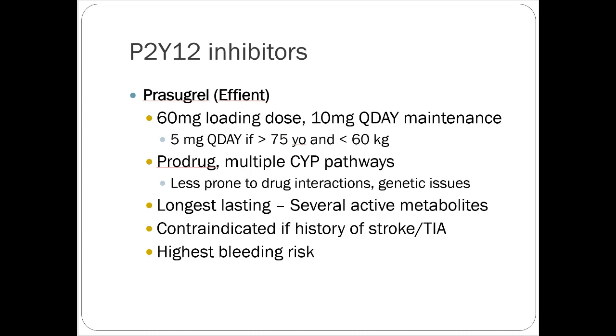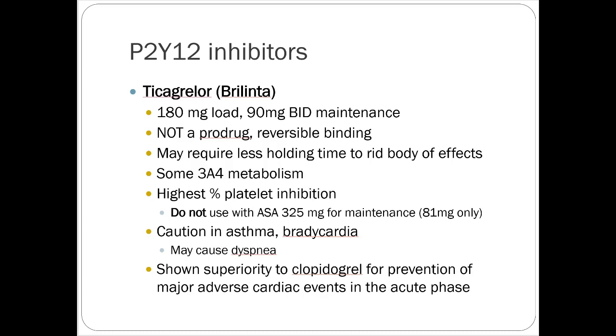And then we have Ticagrelor, or Brilinta, which is the newest one. Brilinta is not a prodrug. It's got reversible binding. It's also useful for loading and maintenance. You'll notice it's a BID drug instead of Q-day, which makes it less convenient for patients. It's also brand name, so it's more expensive. It's got some CYP3A4 metabolism, but not enough to be considered genetically problematic. It has the highest percentage of platelet inhibition, to the point where it can't be used with aspirin at full strength. So that actually increases your bleeding risk substantially.